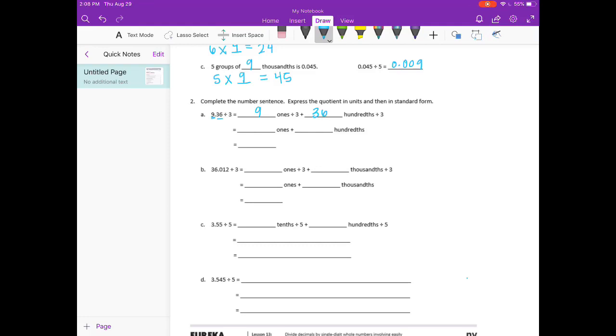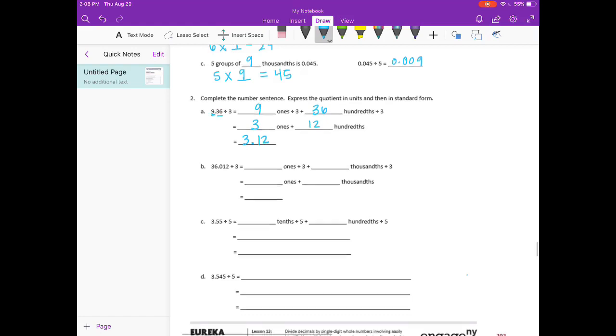So if we do the first problem, 9 ones divided by 3, that would be 3 ones, plus 36 hundredths divided by 3, that would be 12 hundredths. So our answer, 3 ones plus 12 hundredths, is 3 and 12 hundredths.